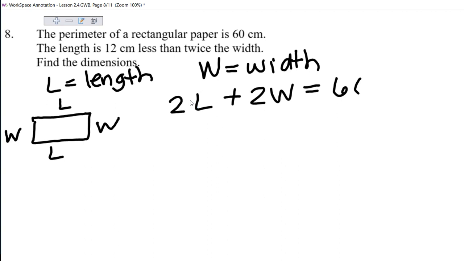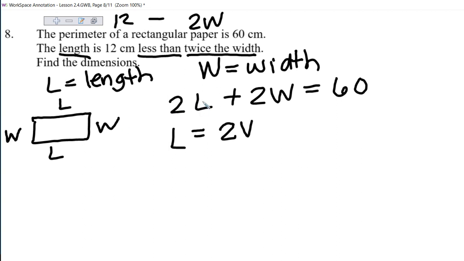Next sentence, it says the length. What variable are we using for length? L. What does the word is mean? Equals. And it needs to be 12 less than twice the width. Now, when we're writing this, I have a 12. Less than is what operation? Subtract. How would I write twice the width? 2W. Now, when I write this, what should go first? 2W. This needs to be 2W.